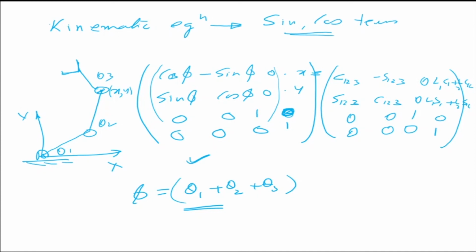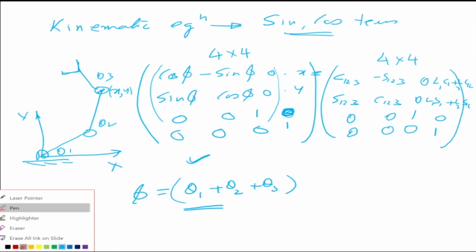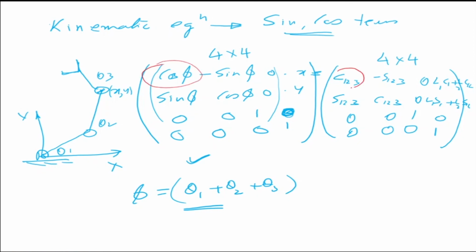So now what we see here is that this is a 4 by 4 matrix. This is also a 4 by 4 matrix. So if I equate term by term, how many equations will I get? So I'm going to equate this term with this term, this term with this term, this term with this term, and then try and solve. So the inverse kinematics problem, I'm given the position and orientation of the end effector.